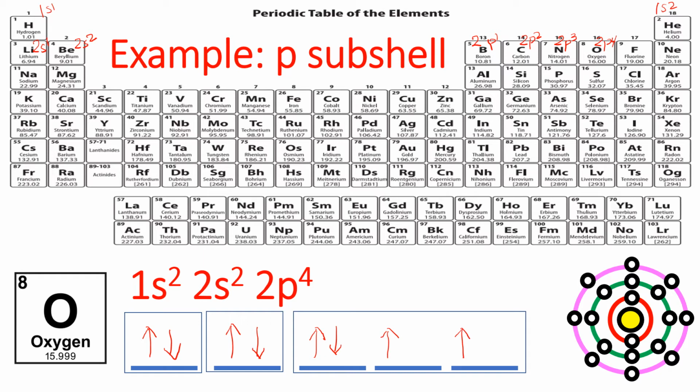This will be your first orbital shell, which can hold 2 electrons. This is your second orbital shell, wherein the s subshell can hold 2 electrons. This is your p subshell, which can hold up to 4 electrons.